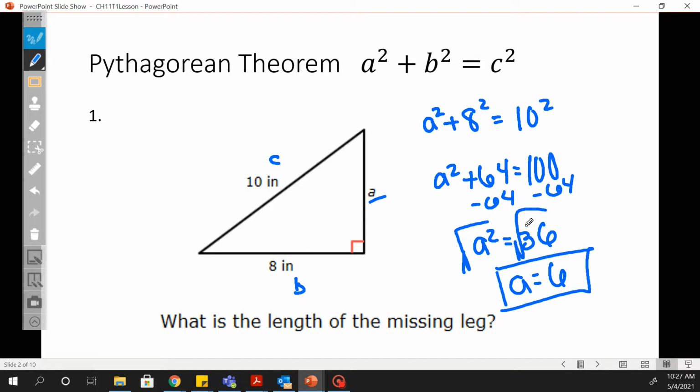Of course, this has two solutions, positive 6 and negative 6. However, we don't care about the negative value because the leg of a triangle cannot be negative. So A is 6 inches in this case. The units are inches, so we do want to include the units here.